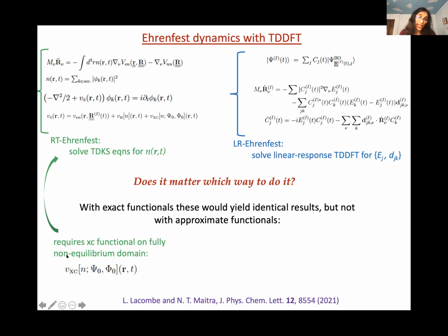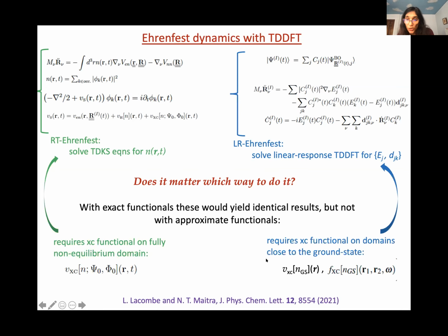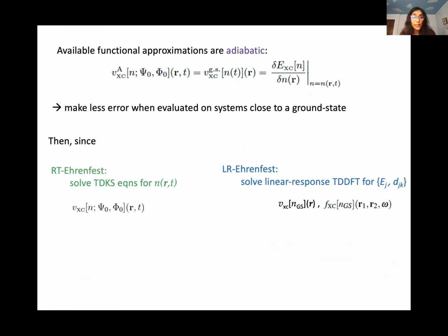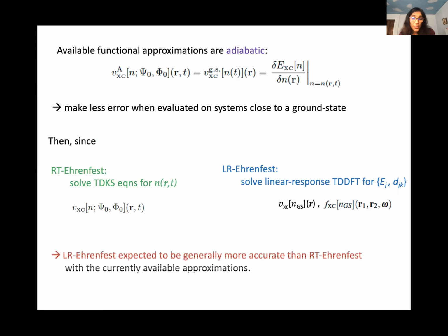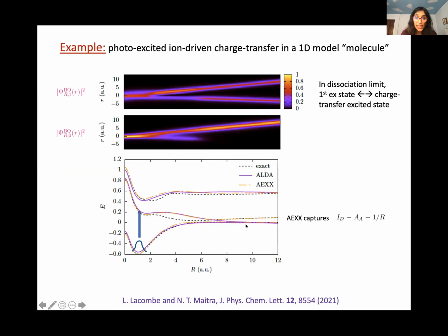Here, you need the functional on a fully non-equilibrium domain. Here you need the functional on domains close to the ground state, right? You just need these perturbative quantities, ground state and FXC. And so, the idea is that linear response Ehrenfest is expected to be generally more accurate than the real time with currently available approximations. So we actually then went ahead and tested this on a model.